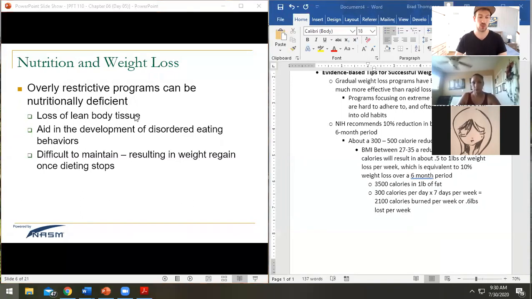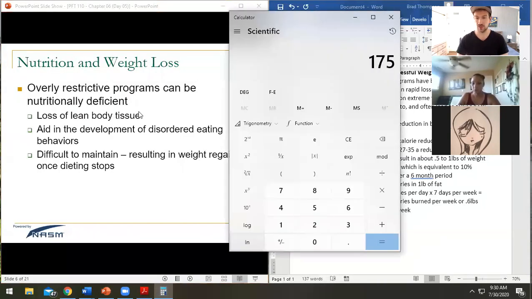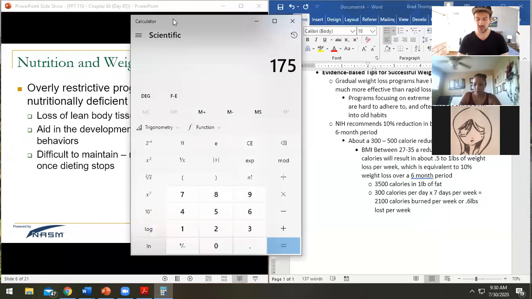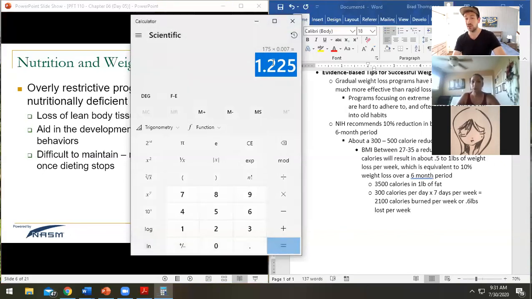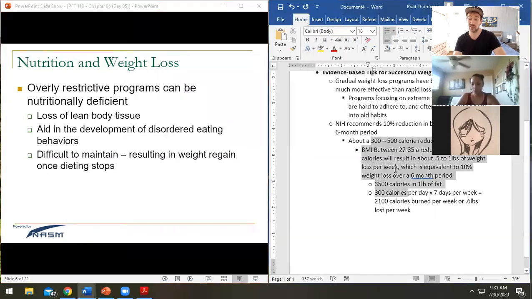Let's say you weigh 175 pounds, right? Times 0.007. So the maximum amount somebody like this would want to lose is about 1.2 pounds per week. That's a little more aggressive than what we're seeing here, but it is newer evidence.